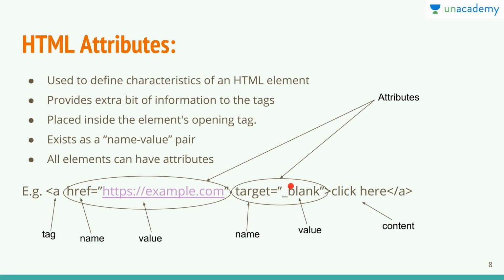Now comes the HTML attributes. We have been using attributes along with many tags like the anchor tag, the image tag, and you have seen them in the list tag also. What an attribute does is provide extra information, or sometimes it is the mandatory part for some tags. Like for image and anchor, source and href are mandatory attributes, and some attributes provide an extra bit of information. And remember, all the attributes come in the opening tag only, and they always exist as a name-value pair. So this is the name and this is the value.